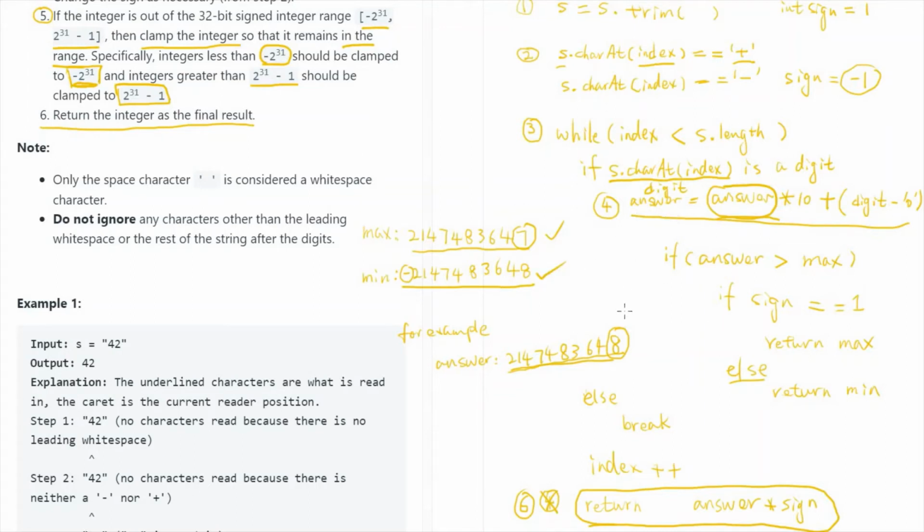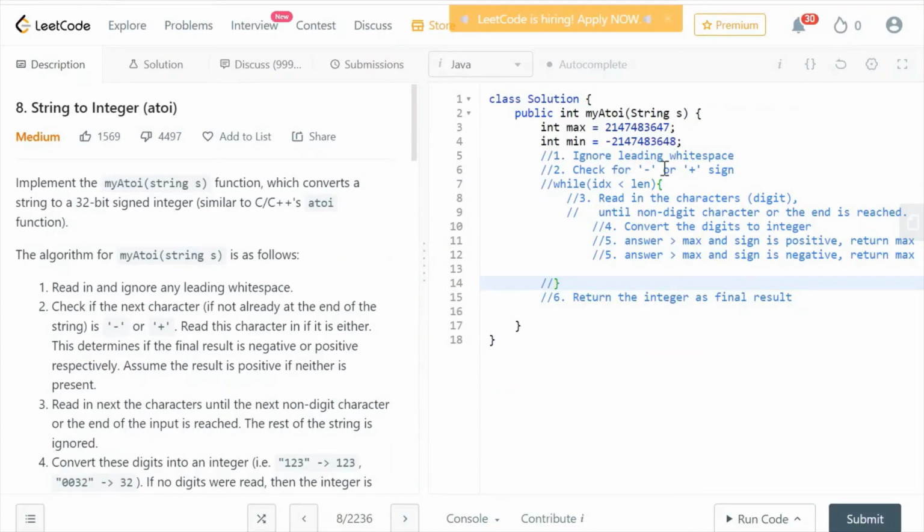Okay, this is a pseudocode for our solution. It covers all the requirements in this problem. Next, we will go to the LeetCode website to implement our solution. Here is the pseudocode I prepared in the LeetCode website. And these are the values for the maximum number and the minimum number. And the first step in our pseudocode is to ignore the leading white space. This is requirement number 1.